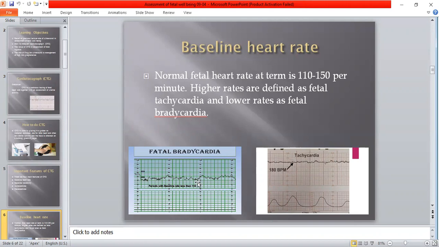And this slide shows fetal bradycardia. In this picture, most of the fetal heart rate shows beat-to-beat variability, but the maximum heart rate goes through this line, and this is less than 110 beats per minute. The baseline heart rate is best determined over a period of 5 to 10 minutes.